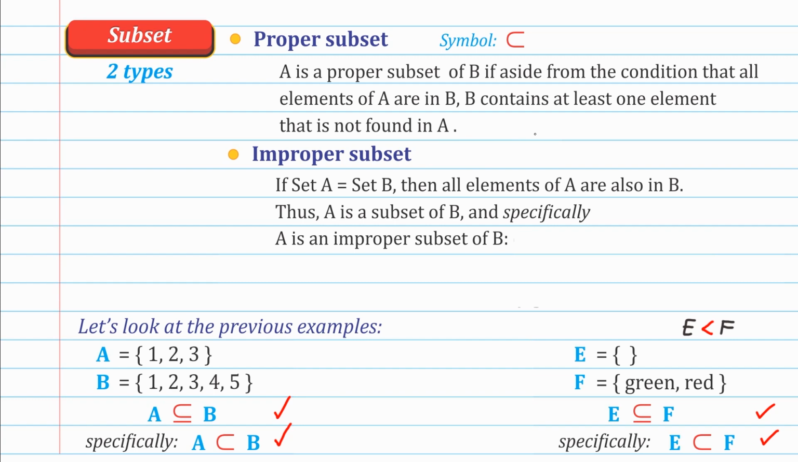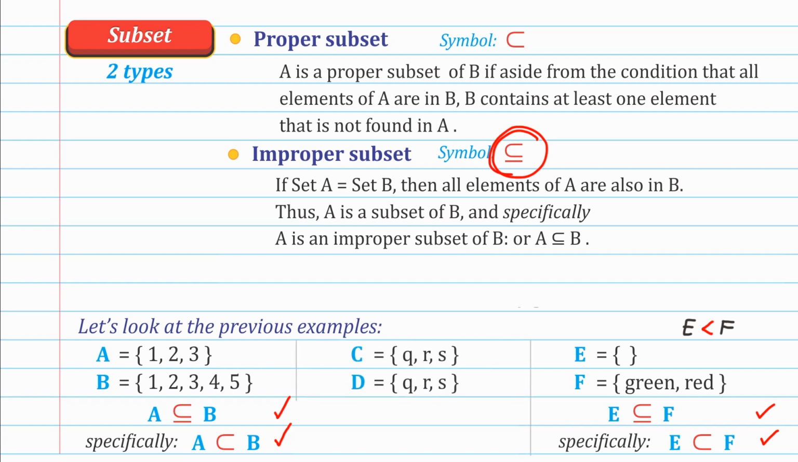Let's say we have set A is equal to set B. We should know from our previous examples that all elements in A are obviously also in B. Thus, A is a subset of B. We know that from the previous slide. But if you want to be more specific, A is an improper subset of B. Now, what is the symbol of A is an improper subset of B? It's easy. It's the same as the symbol for subsets.